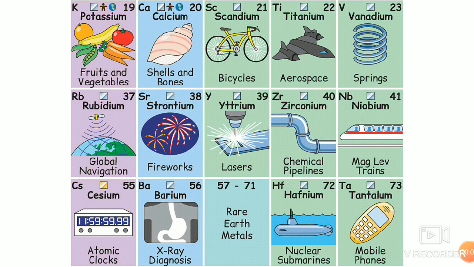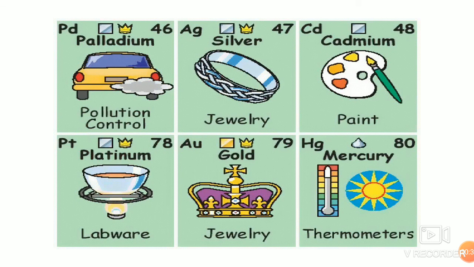If we talk about the categories in the periodic table, from 57 to 71. Next is hafnium. It is used to make nuclear submarines. Next is tantalum. This is used to make mobile phone equipments. Now we have certain more things. Palladium, it is used to control air pollution.